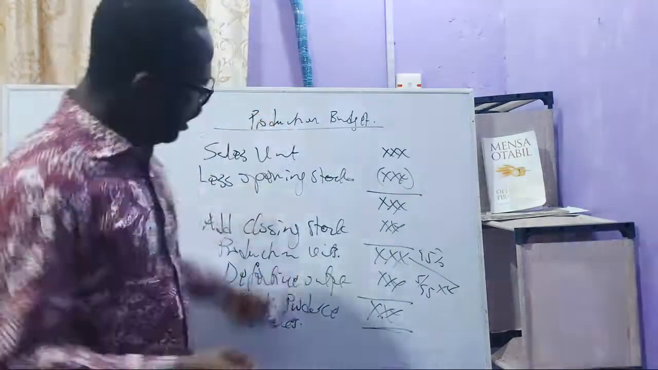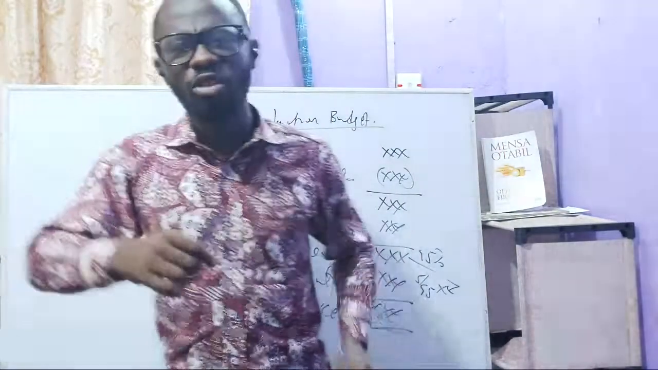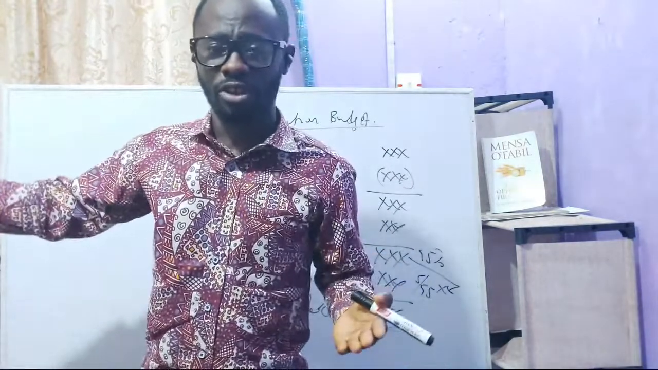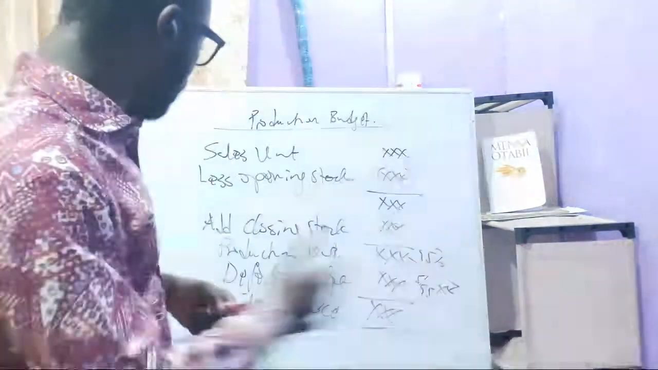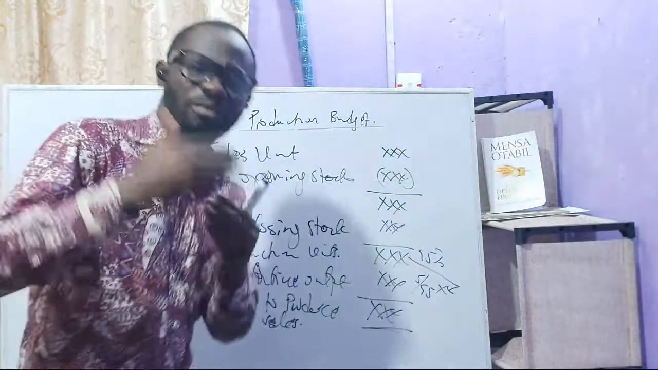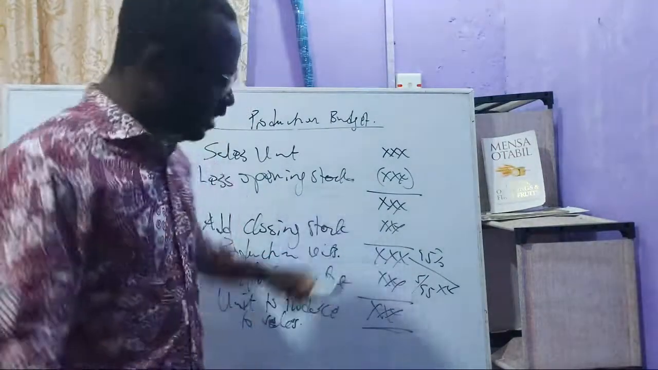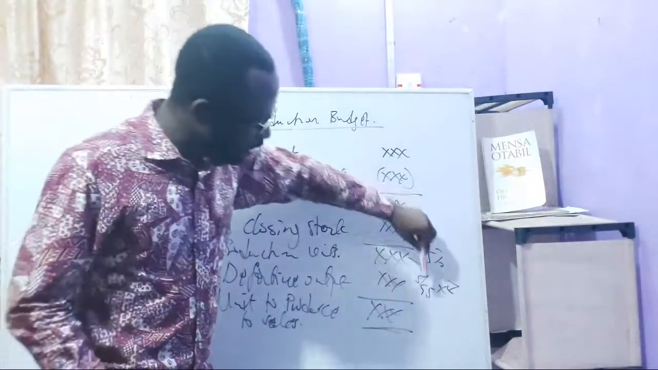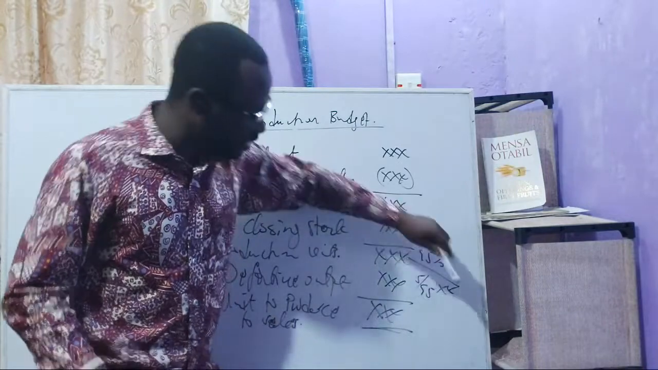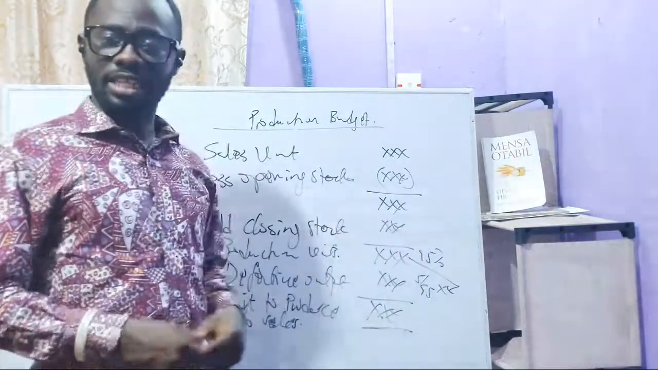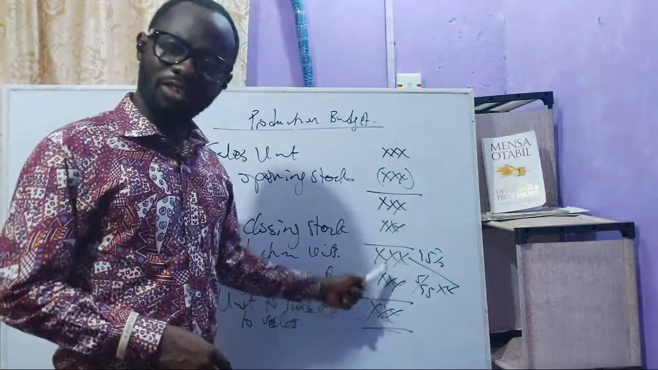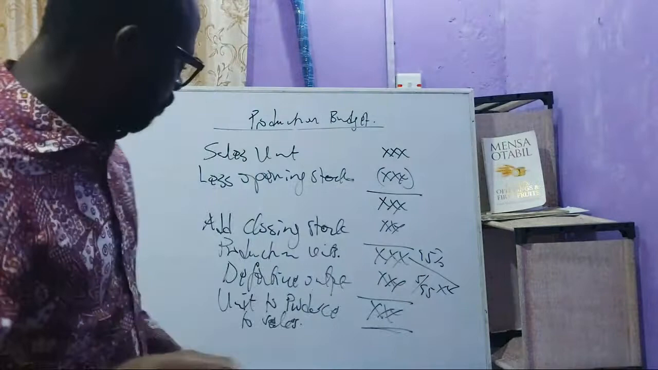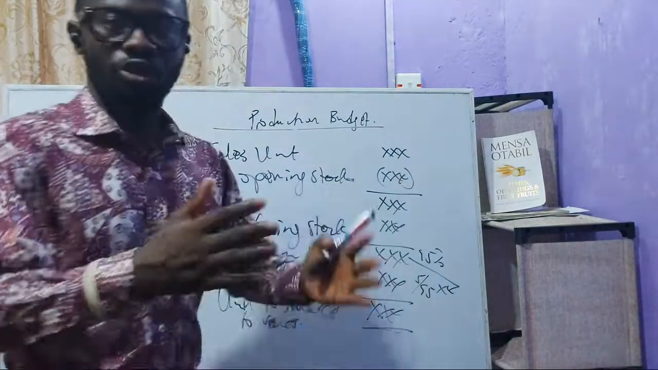Because in the production budget, we want to determine how many units of output we must produce in order for us to meet the sales demand for that period under consideration. So what do we do then? We build that into the system. So if it says 5%, what we say is that the production unit figure we will get here represents 95%. So we take 5% of 95% times that particular figure, and that is the defective output. When we now add that defective output to the production units, the answer we get is what is referred to as the units to produce to meet the sales demand.